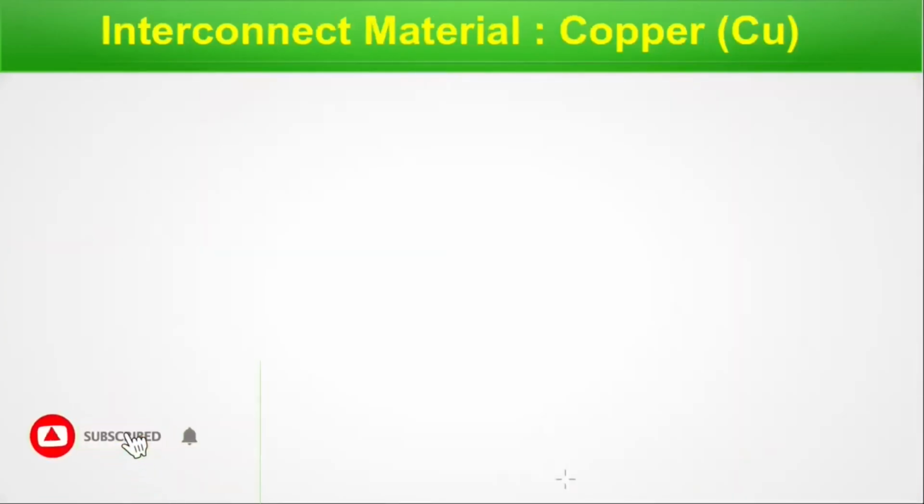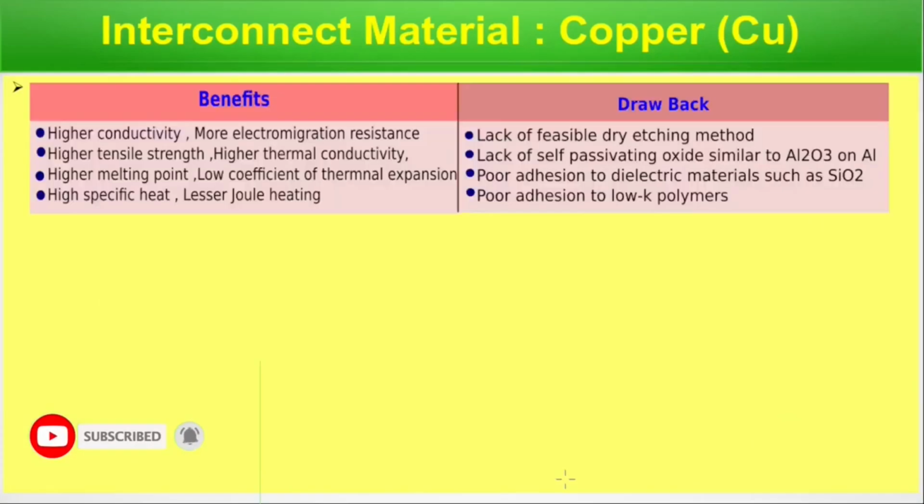Interconnect material, copper. So, what are the benefits of copper? Higher conductivity, more electromigration resistance, higher tensile strength, higher thermal conductivity, higher melting point, low coefficient of thermal expansion, high specific heat, lesser joule heat. Self-heating also is another issue. In case of reliability, you can refer to the reliability issues episode. Self-heating can lead to IC failure.